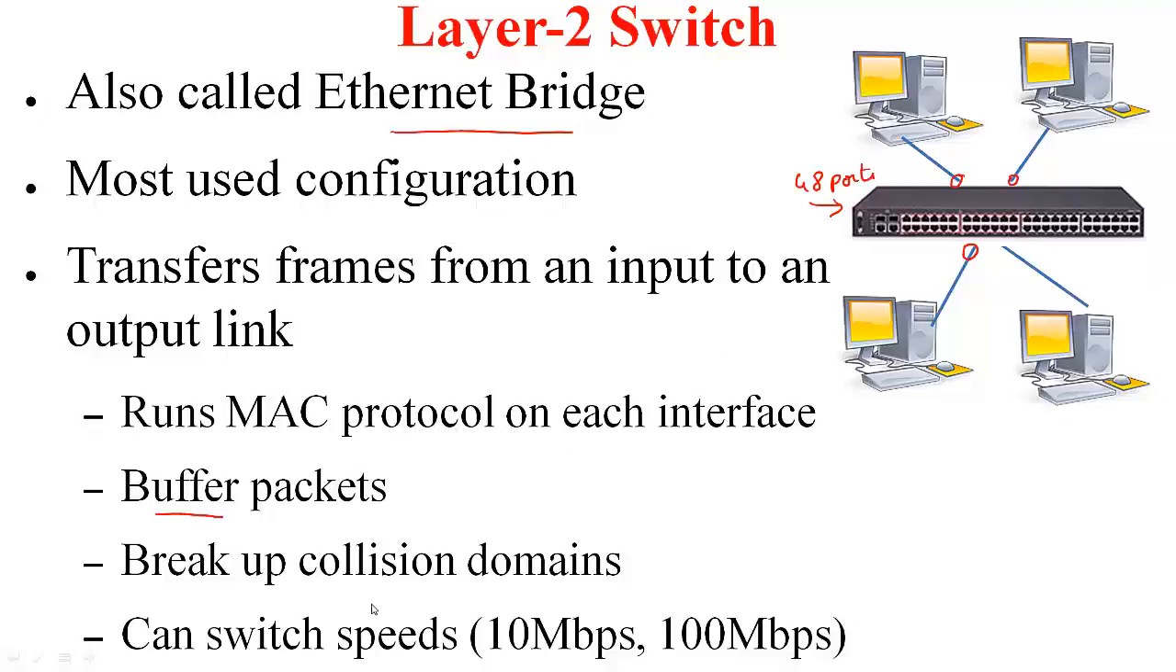One big advantage of switches is that they can help break up the collision domain. I will show an example shortly. Switches can switch speeds also. For example, if this is being connected through a 10 Mbps link, you can potentially switch the speed to 100 Mbps. This is possible because it buffers the packet and then again transmits the packet on this other link using the media access control protocol corresponding to that link.